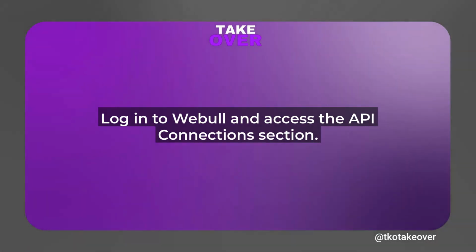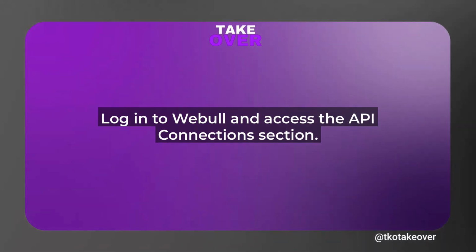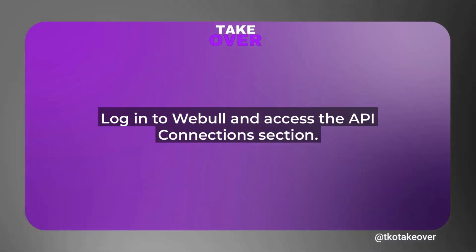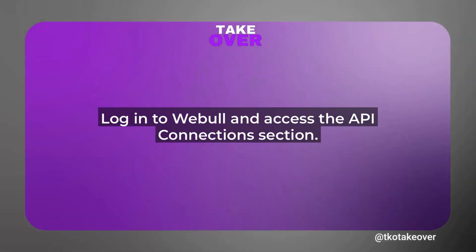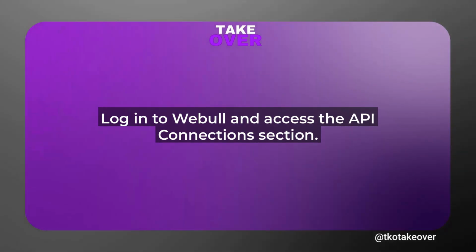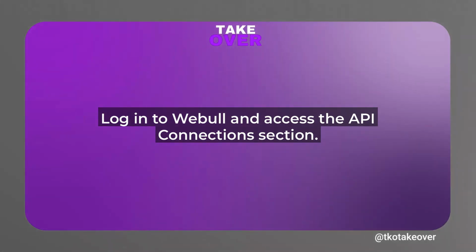Start by opening the Webull app on your device and logging in with your account credentials. Once you're in, head to the Settings menu. Look for the API Connections or Integrations section, which has been upgraded in 2025 for easier pairing.